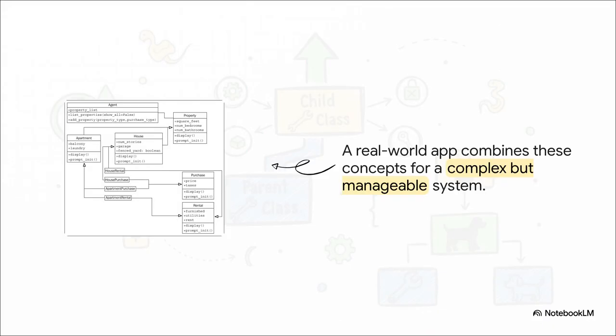And this isn't just theory. This is how huge real-world apps are built. Check out this real estate application. You might have something like an apartment purchase that inherits its location and size from a property class, but it also inherits its sales logic from a purchasable mixin. You're combining the is-a logic of inheritance with the can-it-do-this logic of duck typing. That's what lets you build really complex but still manageable systems.